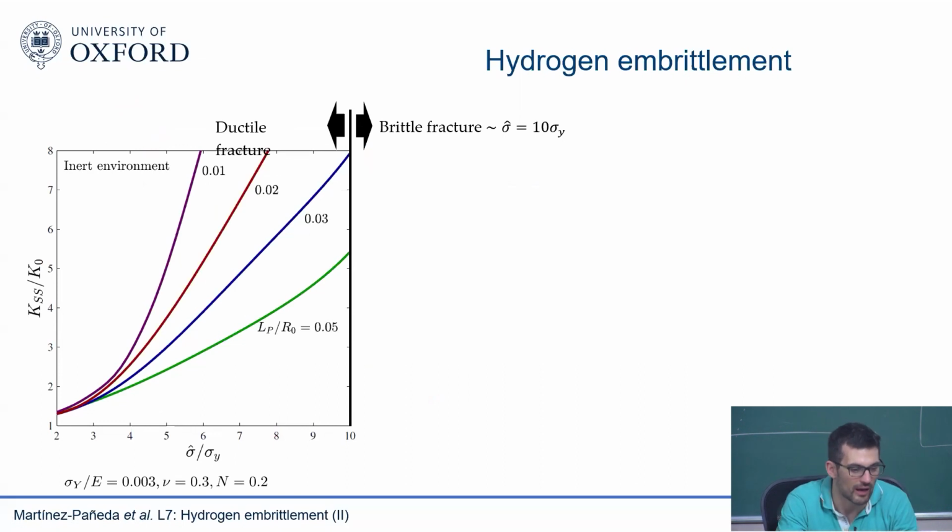So, a reminder of what we have. This is an inert environment. I'm running a calculation here doing the same thing as before. This is the steady state fracture toughness versus the cohesive strength. For brittle fracture to occur, my fracture line has to cross this black line. This is the brittle fracture line. Ductile fracture is when I don't cross that line, and I need other mechanisms to occur. So if I don't have hydrogen, that's what happens.